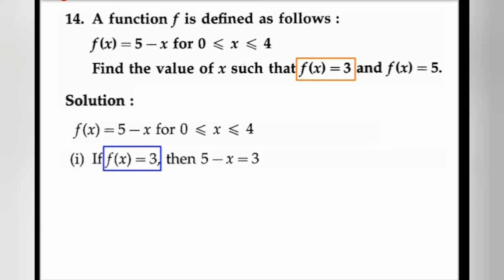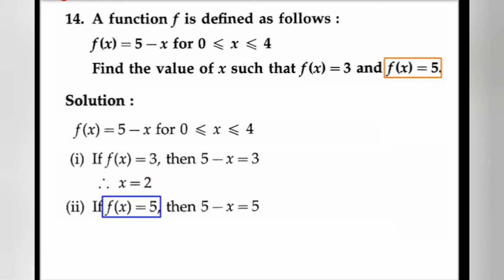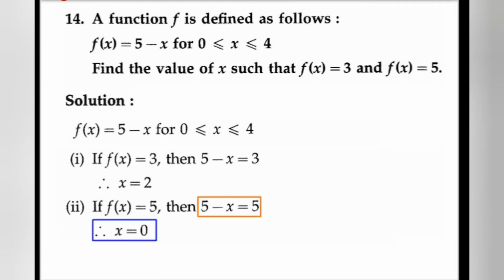Number 1. If f of x is equal to 3, then 5 minus x is equal to 3, so x is equal to 2. Number 2. If f of x is equal to 5, then 5 minus x is equal to 5, so x is 0.